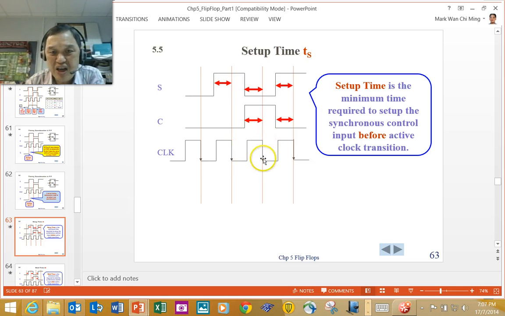For example, this one, the trigger point is here. It takes some time for the S to be a 0. This one also takes some time for C to maintain a 1, and so on. So setup time is the definition of the minimum time required to set up the synchronous control input. S and C are called synchronous control inputs, before the clock transition, right? Before the clock transition.